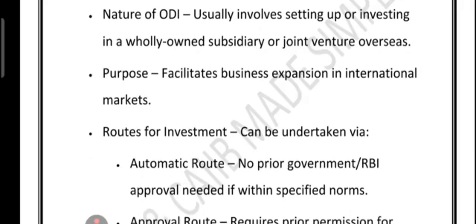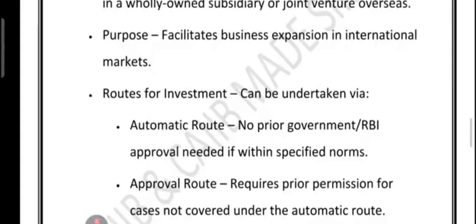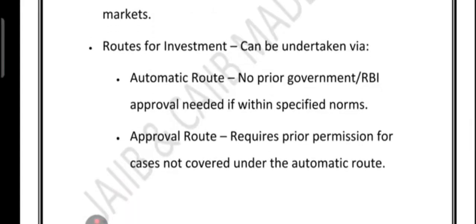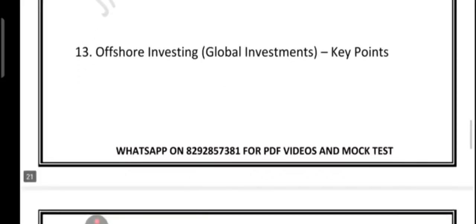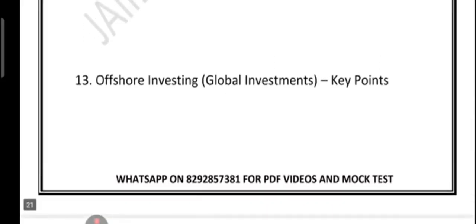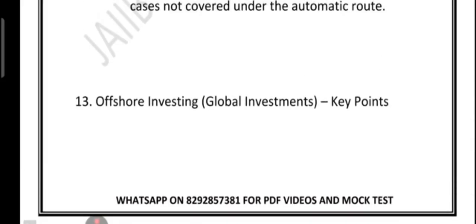Why do companies do this ODI? Because to expand their brand and to grab new customer in the other country, right? So how they can invest? They can invest through automatic route or through approval route. Automatic route means no government or RBI approval is needed if it follow the state rule. And approval route means a special permission is needed when it does not fit in the automatic route norms. Now ODI means Indian money plus foreign business. It help company grow global, right? So WOS is one way through which ODI happen, or joint venture is another way.